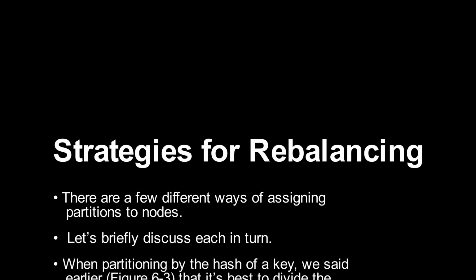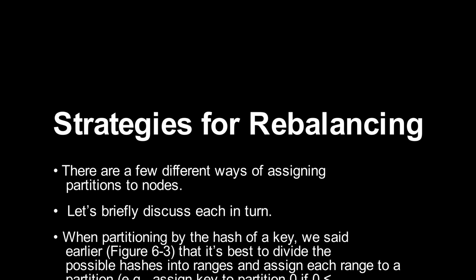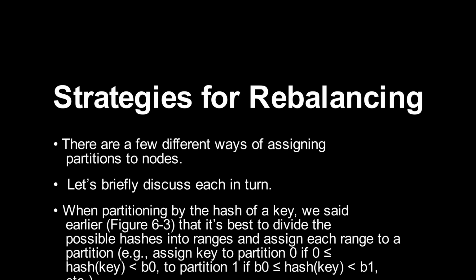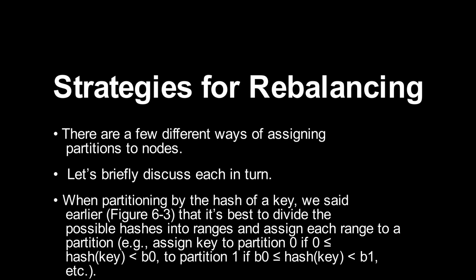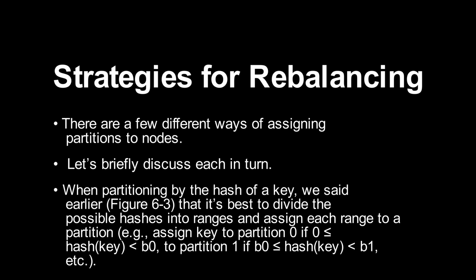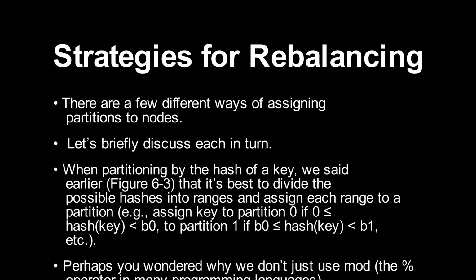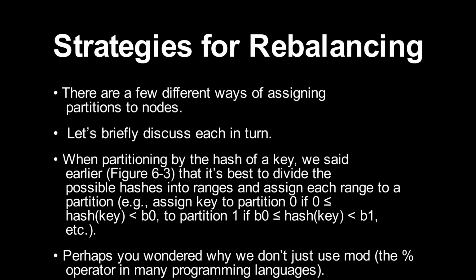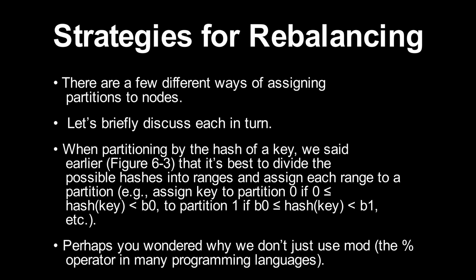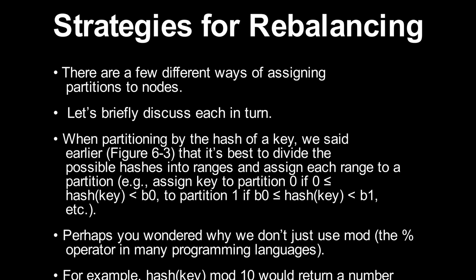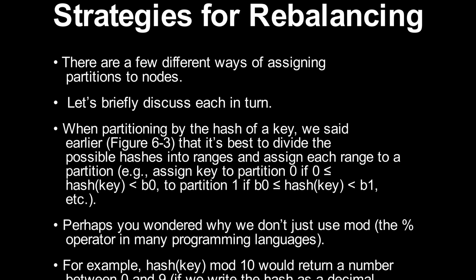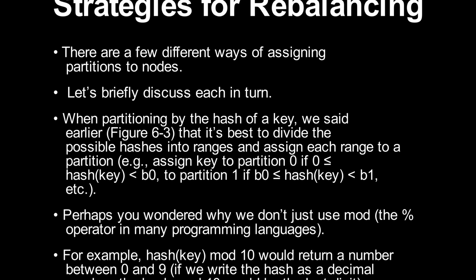There are a few different ways of assigning partitions to nodes. Let's briefly discuss each in turn. When partitioning by the hash of a key, we said earlier, Figure 6-3, that it's best to divide the possible hashes into ranges and assign each range to a partition. For example, assign key to partition 0 if 0 ≤ hash(key) < b0, to partition 1 if b0 ≤ hash(key) < b1, etc.